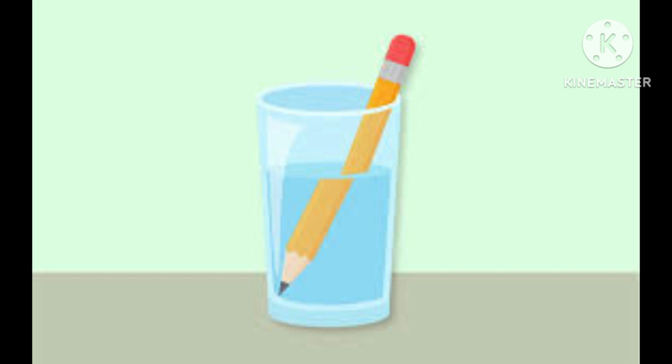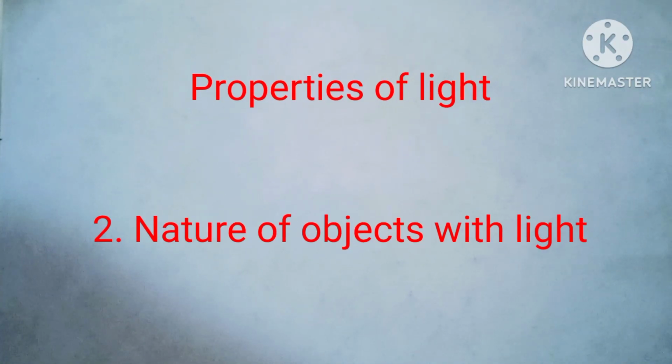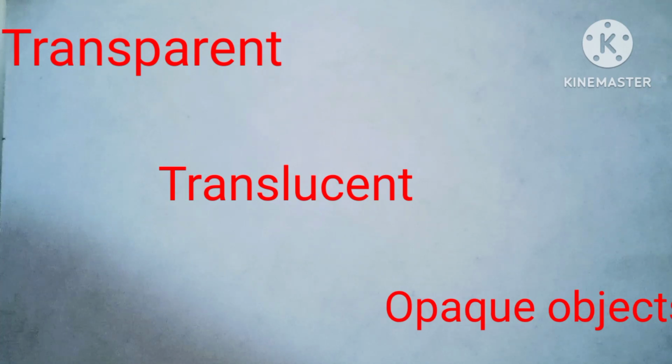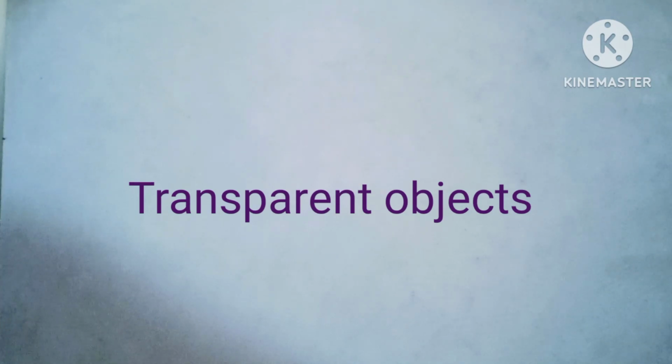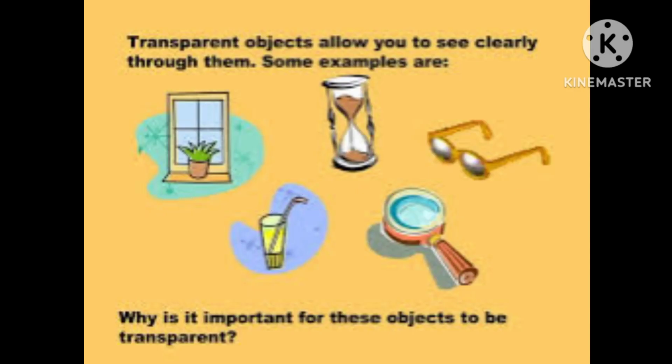Let us see the second property of light, that is, nature of objects with light. This can be classified into 3 types, that is, transparent, translucent and opaque objects. Let us study one by one. Transparent objects. These objects allow all the light to pass through them.